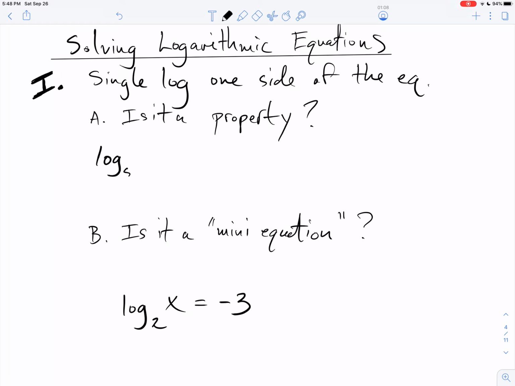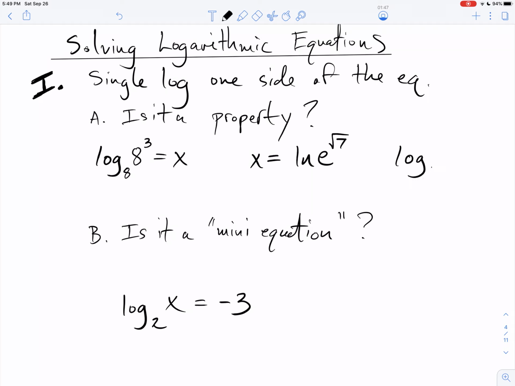Like log base 8 of 8 to the third equals x. Well, you don't have to show me any work at all. The answer's 3. Why? That's a property. Or they might have something like x equals the natural log of e to the square root of 7. And you go, well, there's not any work to show there either because this is a property. The answer is the square root of 7. Sometimes things are properties.